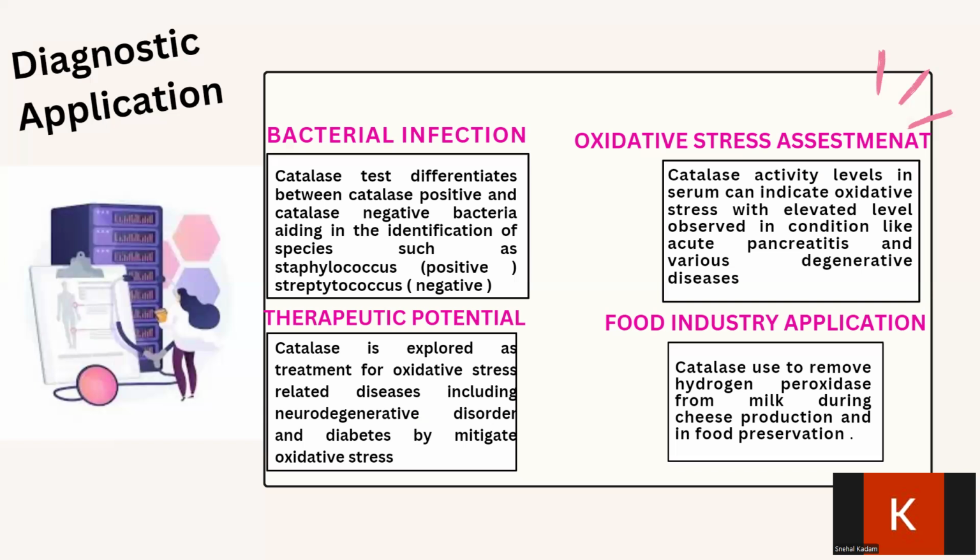Therapeutic potential. Catalase is explored as a treatment for oxidative stress related diseases including neurodegenerative disorders and diabetes by mitigating oxidative stress. Food industry application. Catalase is used to remove hydrogen peroxide from milk during cheese production and in food preservation.